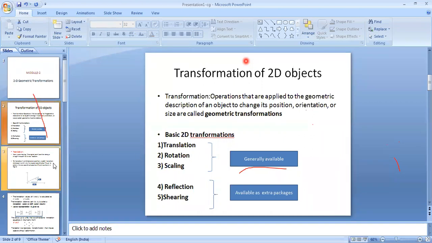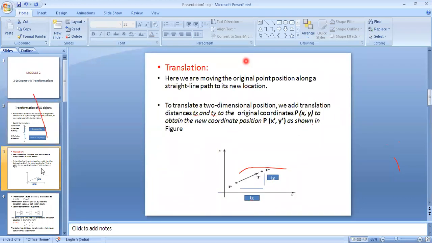Okay, fine. Now coming to the first type of transformation, that is translation. Be clear here: I am applying all these transformations to a 2D object, not to a 3D object. Whenever I say a 2D object, it consists of two axes, that is the x coordinate and y coordinate, for each and every object.